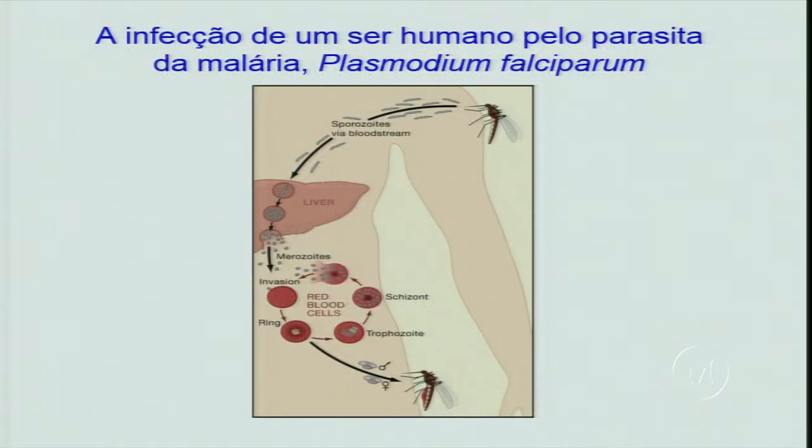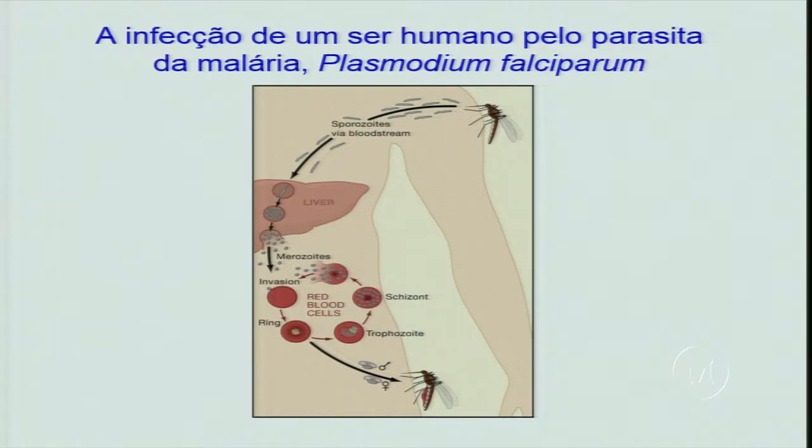Here's a little figure showing the beginnings of the infection of a human by malaria. Malaria is carried by the mosquito. The malaria parasite is just a single-celled organism, and the mosquito doesn't like this either. It gets infected and is harmed by the organism.